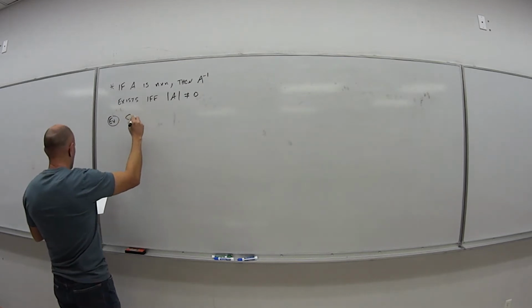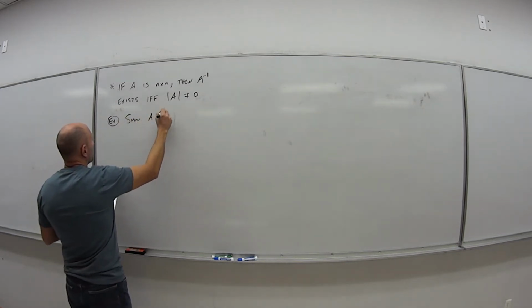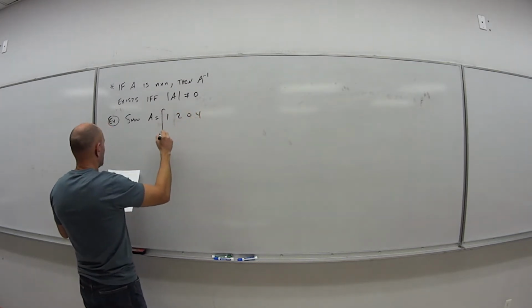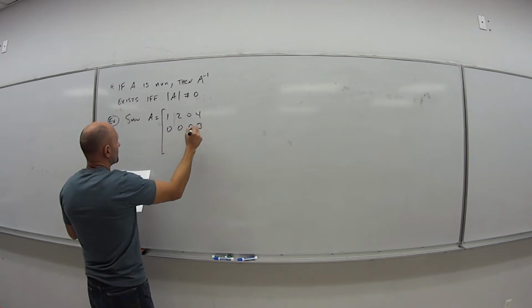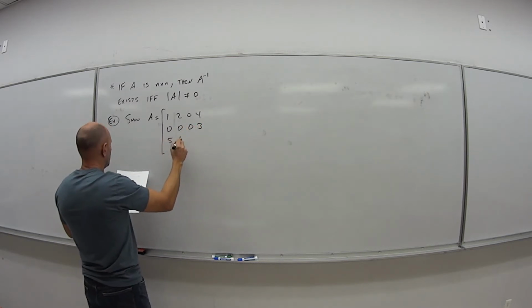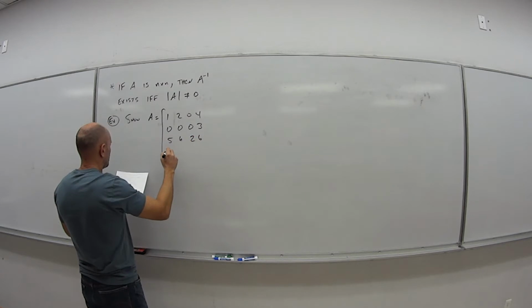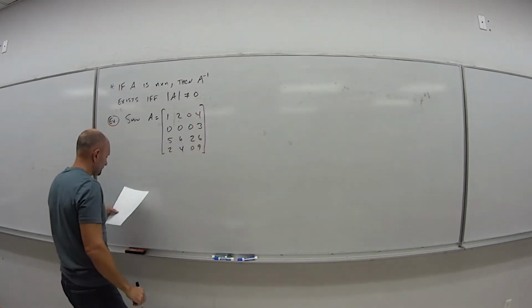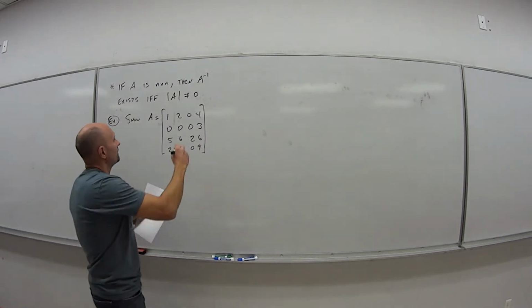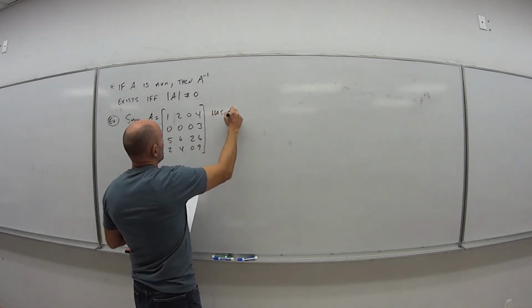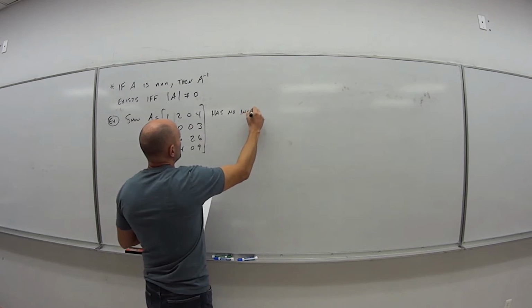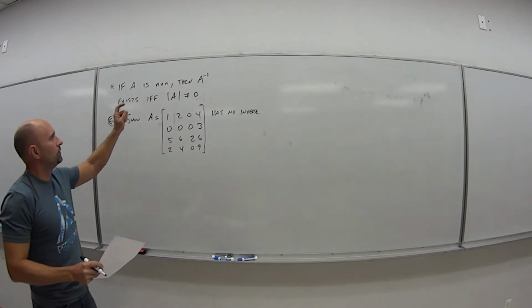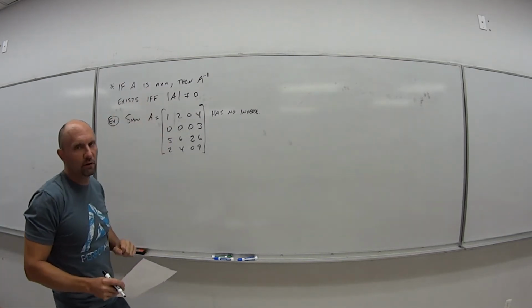Let's say we want to show that the matrix A, which is 1, 2, 0, 4, 0, 0, 0, 3, 5, 6, 2, 6, 2, 4, 0, 9, has no inverse. So basically what we want to do is show that the determinant is equal to 0. If the determinant is equal to 0, this doesn't have an inverse.